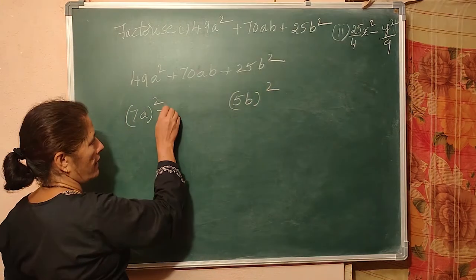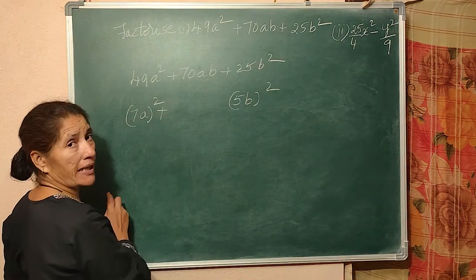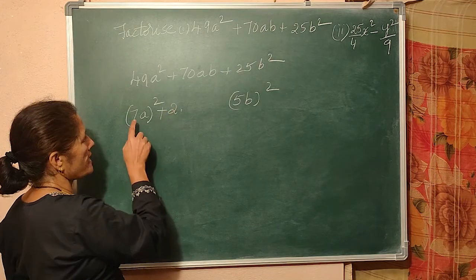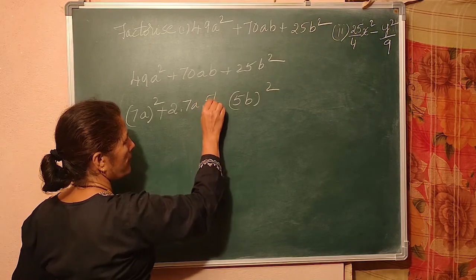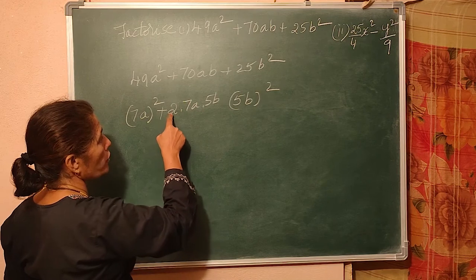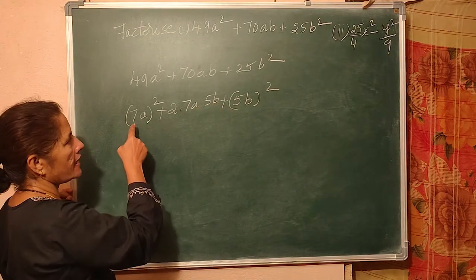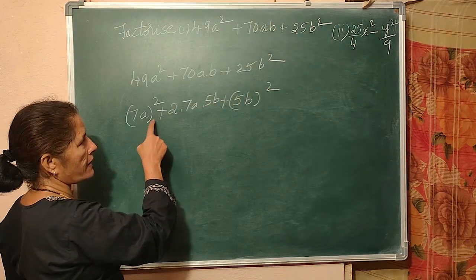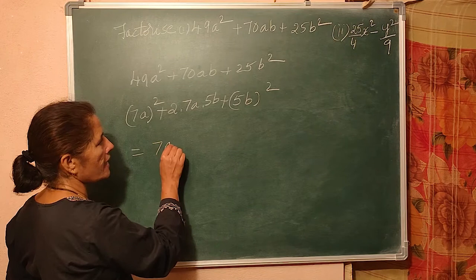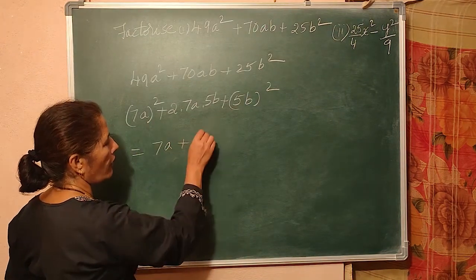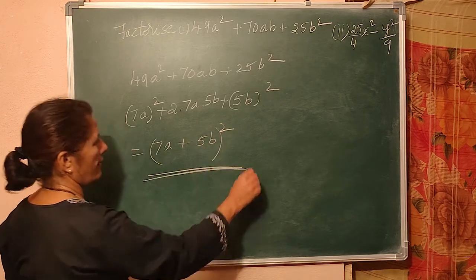Whether it is correct, you should be having a² + b² plus 2ab in the middle. Am I right? 2, what is a? 7a. What is b? Plus 5b. Are we getting 70? Let us see. 2 times 7 is 14, 14 times 5 is 70. Correct. So that means it is in the form of a² + 2ab + b². This is nothing but (7a, this is a, plus 5b, this is b) the whole square. Am I right? This is the answer.